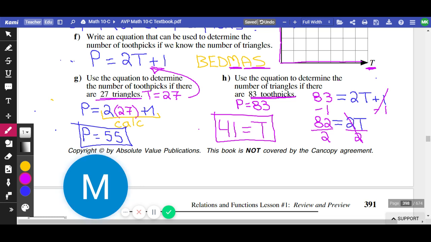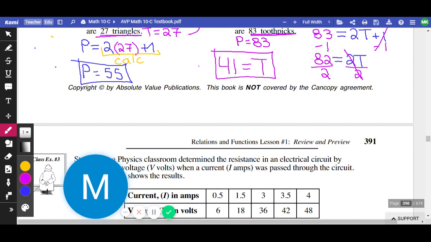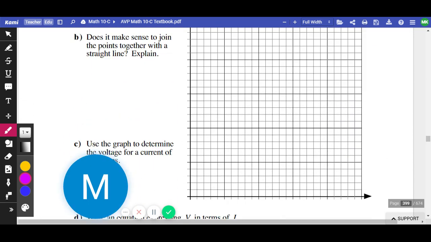This skill and this stuff like G and H, we're going to do a lot of. It's also going to be very important and very useful going forward. Fantastic. I think we have one example left, and then we'll be done.